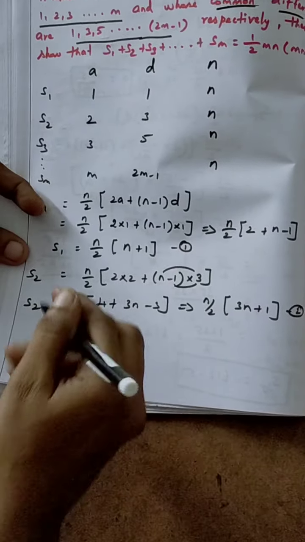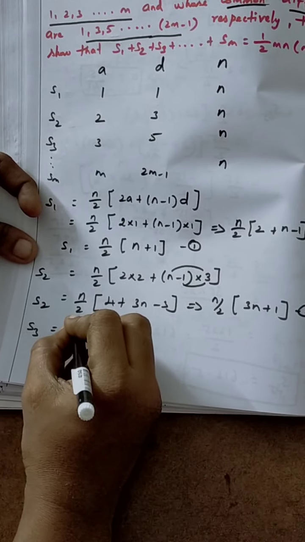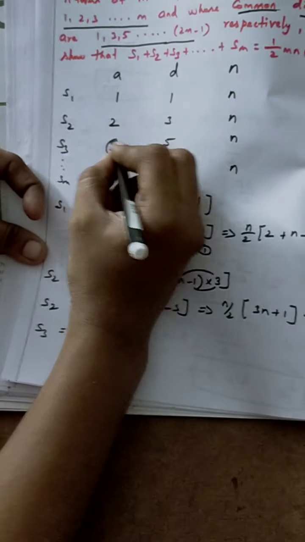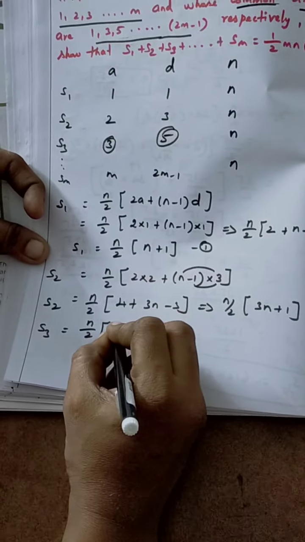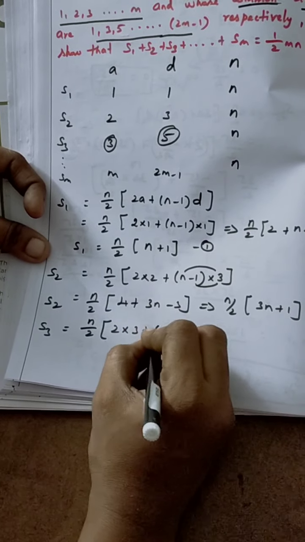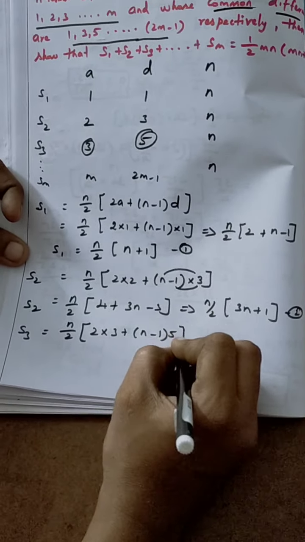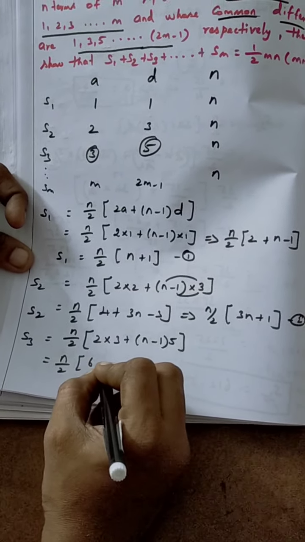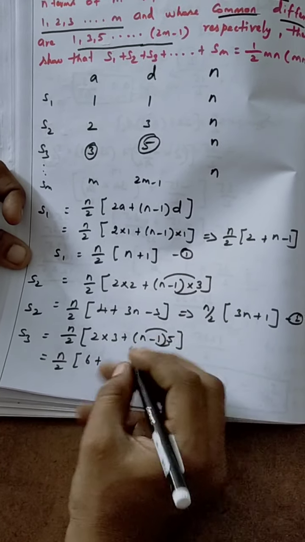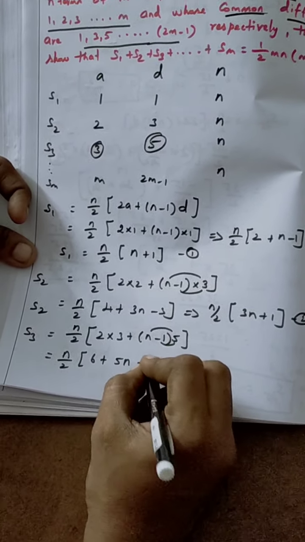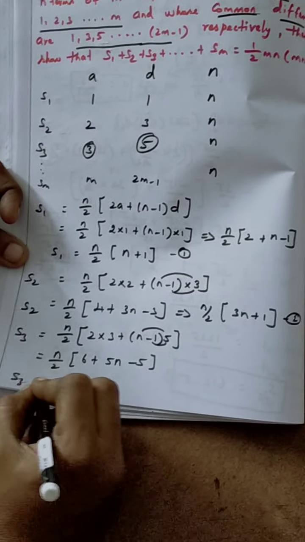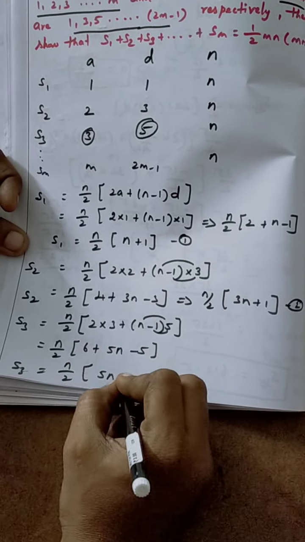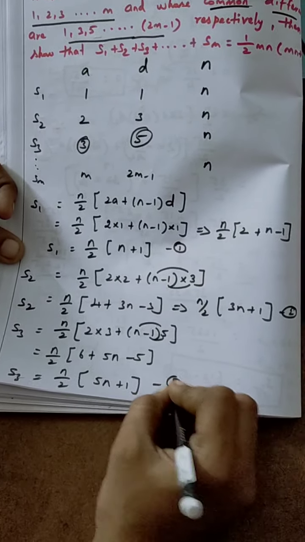Next find S3. S3 equals n by 2 (2 into 3 plus (n minus 1) into 5), since the first term is 3 and the common difference is 5. So n by 2 (6 plus 5n minus 5), which is n by 2 (5n plus 1). This is the third one.